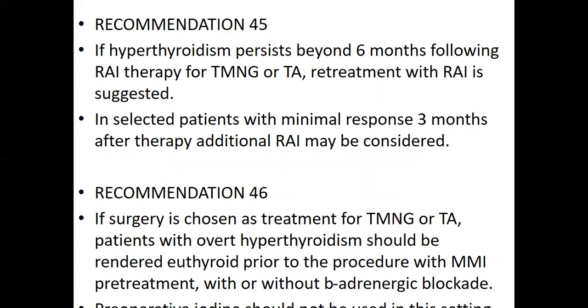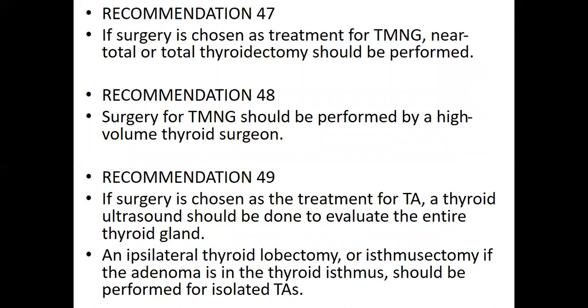If surgery is chosen as the treatment for toxic multinodular goiter or the toxic adenoma, patients with overt hyperthyroidism should be rendered euthyroid prior to the procedure with methimazole pretreatment with or without beta blocker. If surgery is chosen as the treatment for toxic multinodular goiter, near total or total thyroidectomy should be performed. Surgery for the toxic multinodular goiter should be performed by a high volume thyroid surgeon. If surgery is chosen as the treatment for the toxic adenoma, a thyroid ultrasound should be done to evaluate the entire thyroid gland. An ipsilateral thyroid lobectomy or isthmusectomy, if the adenoma is in the thyroid isthmus, should be performed for isolated toxic adenomas.